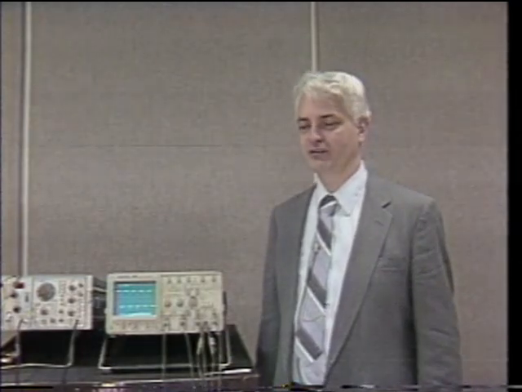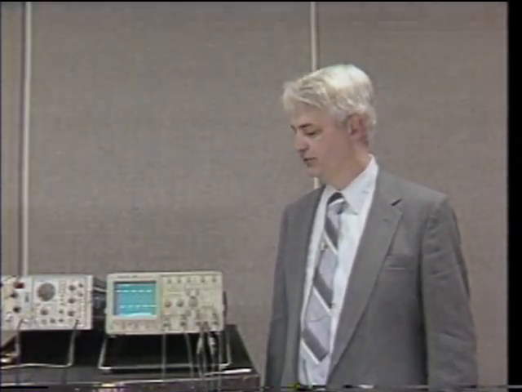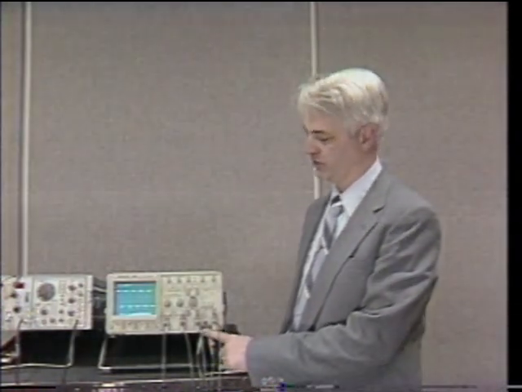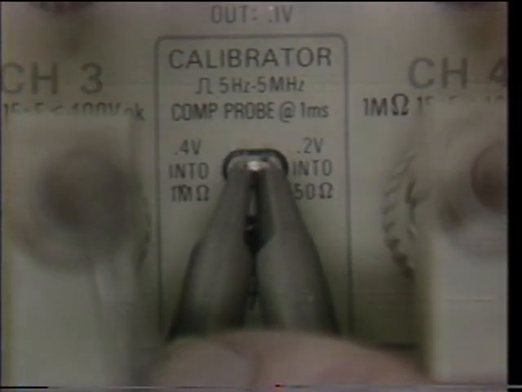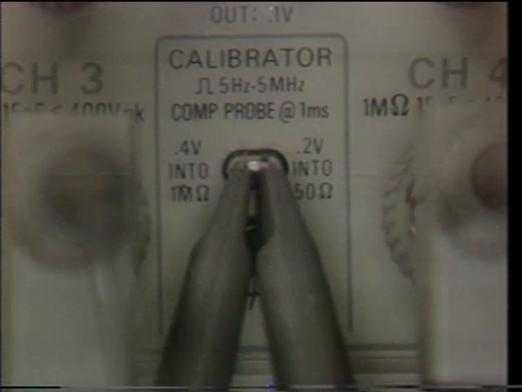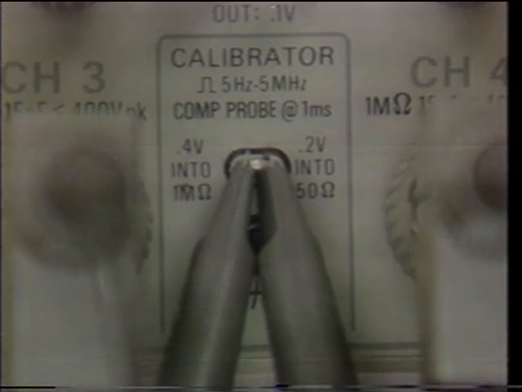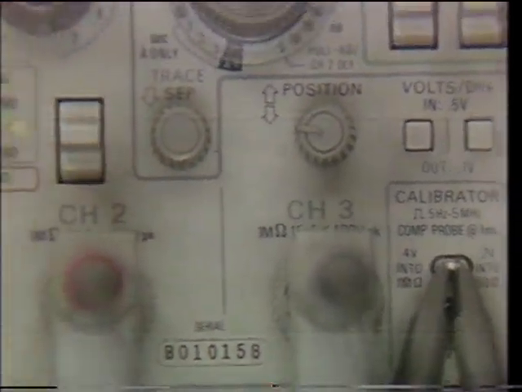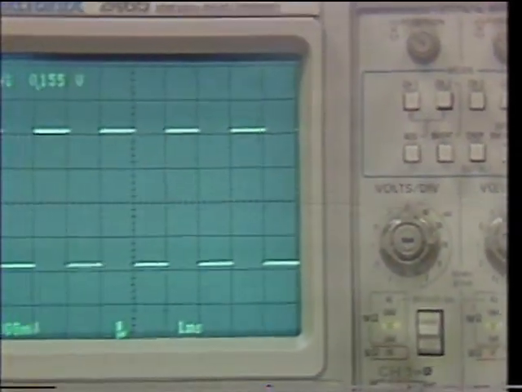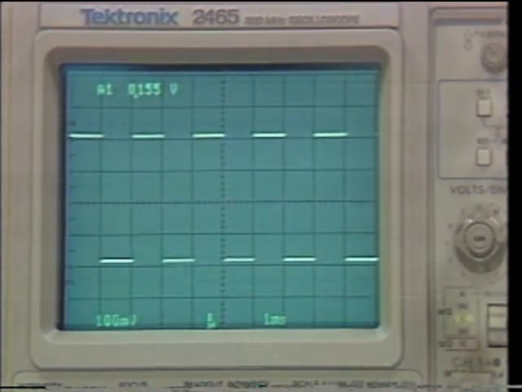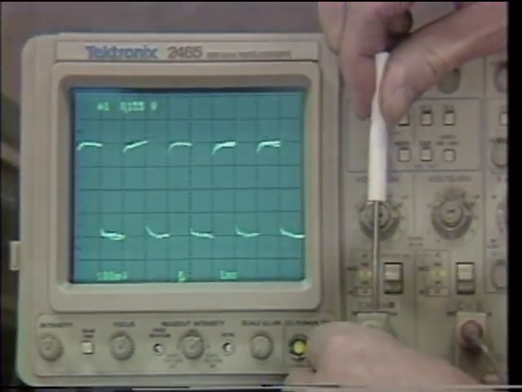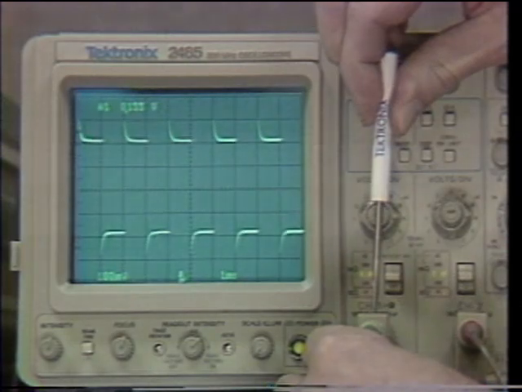The 2465 and 2445 have several features for assuring the accuracy of measurements. Most of these features center on the use of the calibrator. The calibrator waveform is well defined for shape, amplitude, and period. First, let's take a look at the use of the calibrator for probe compensation. This is a very conventional technique in which we simply adjust with a small screwdriver the probe response for a good square wave.